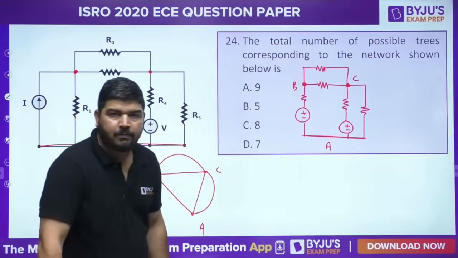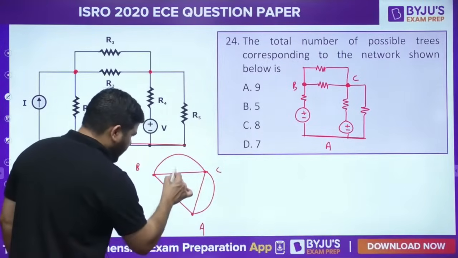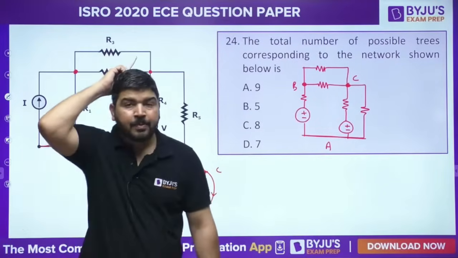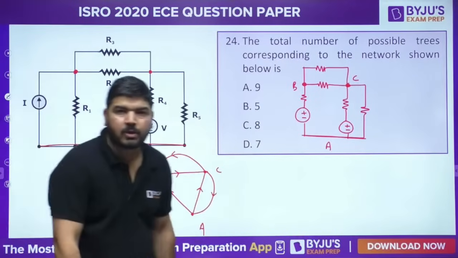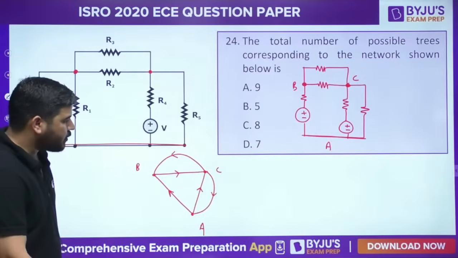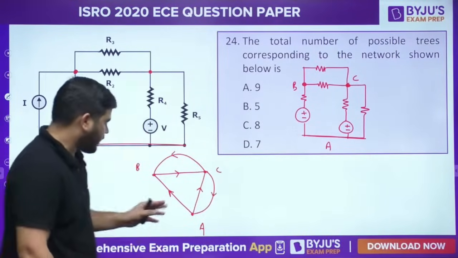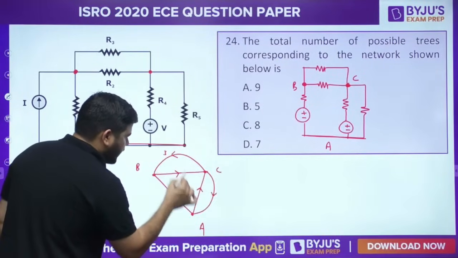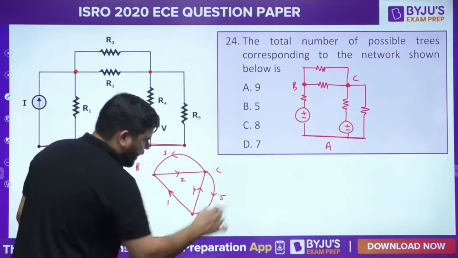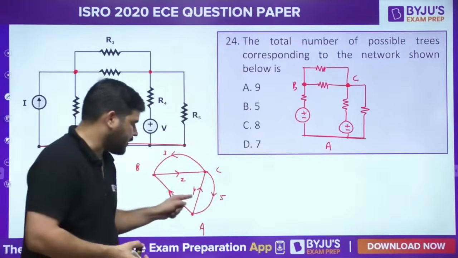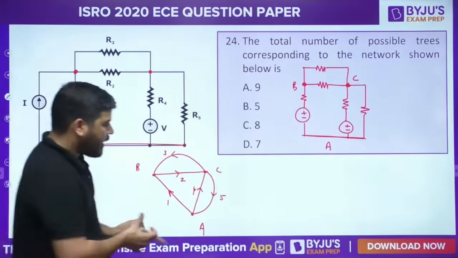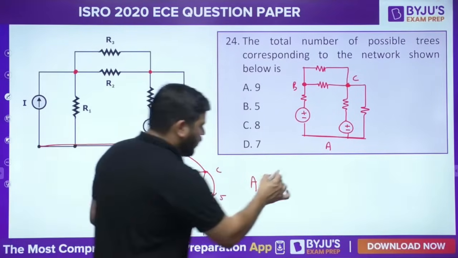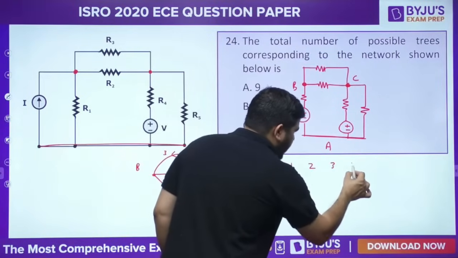Once you have drawn its graph, then you can put the arrow. The arrow can be in any direction. It's your choice. Now what I need to do is I need to write. Let's call these branches 1, 2, 3, 4, 5. So actually there are 5 branches. You can see that. Now I need to write the incident matrix. In incident matrix, the columns are 1, 2, 3, 4, 5.